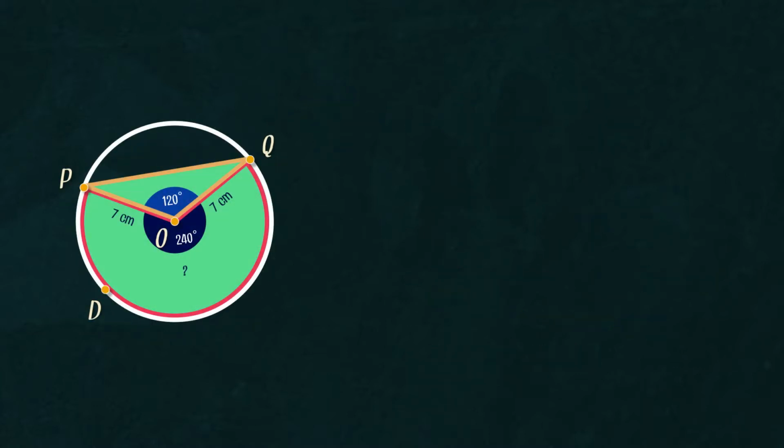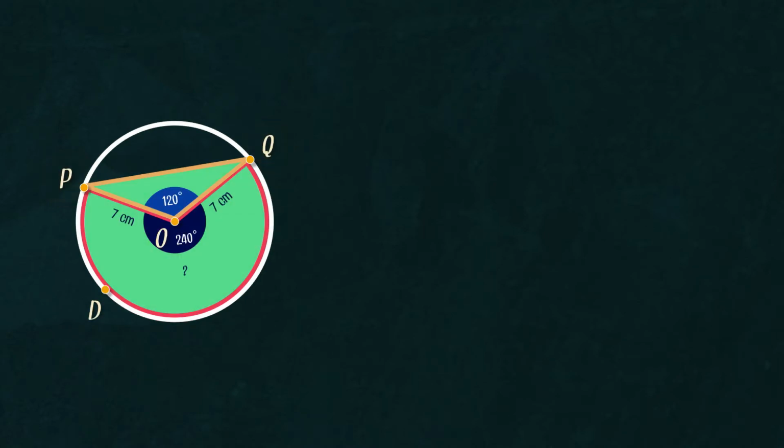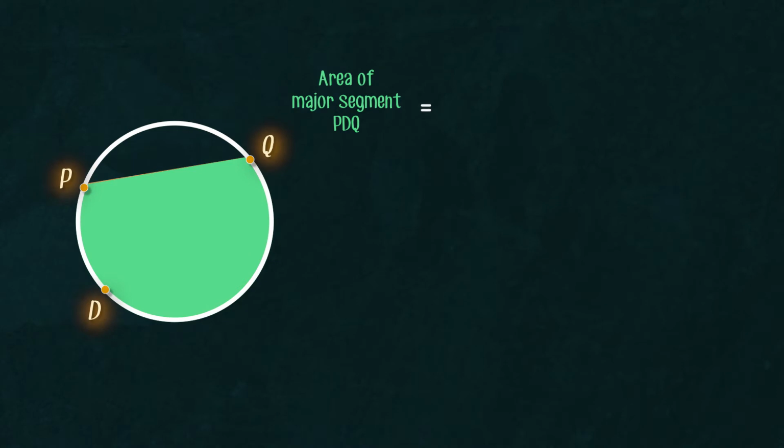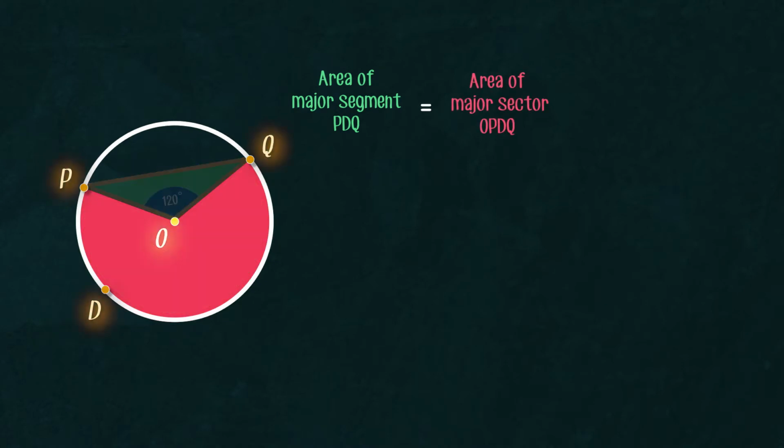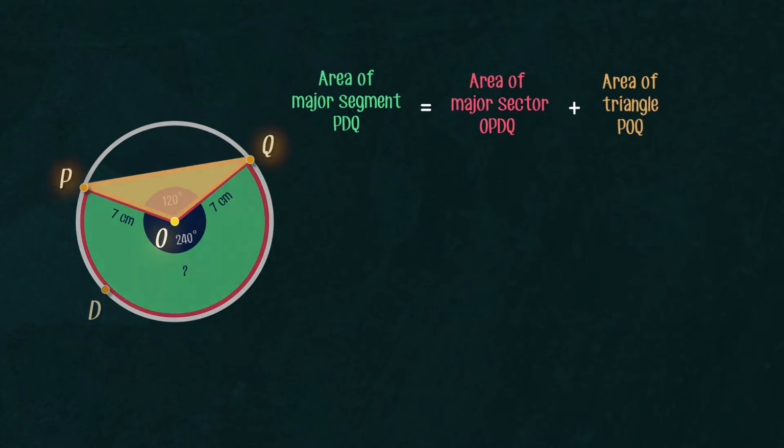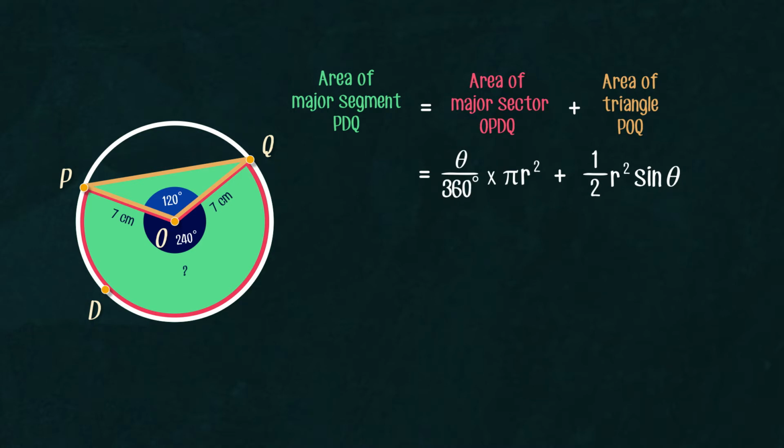What if we want to find the area of the major segment PDQ? Can you see that the major segment PDQ is made up of the sector OPDQ and the triangle POQ? This means that the area of the major segment PDQ is the sum of the areas of the sector OPDQ and the triangle POQ. If we know or can find the areas of the sector and triangle, we can find the area of this major segment.